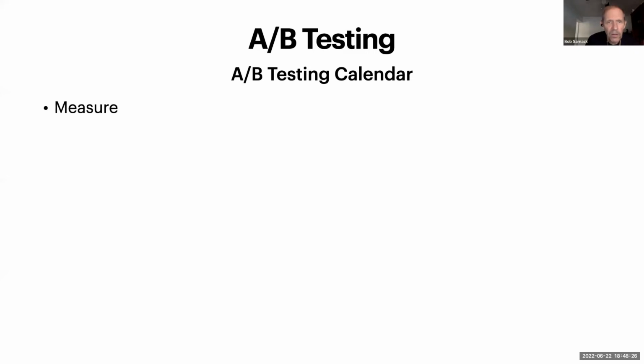A good testing calendar or a good CRO program takes us through 4 steps. The first is measure. This stage is the planning stage of our A/B testing program. It includes measuring our website's performance in terms of how visitors are reacting to it.